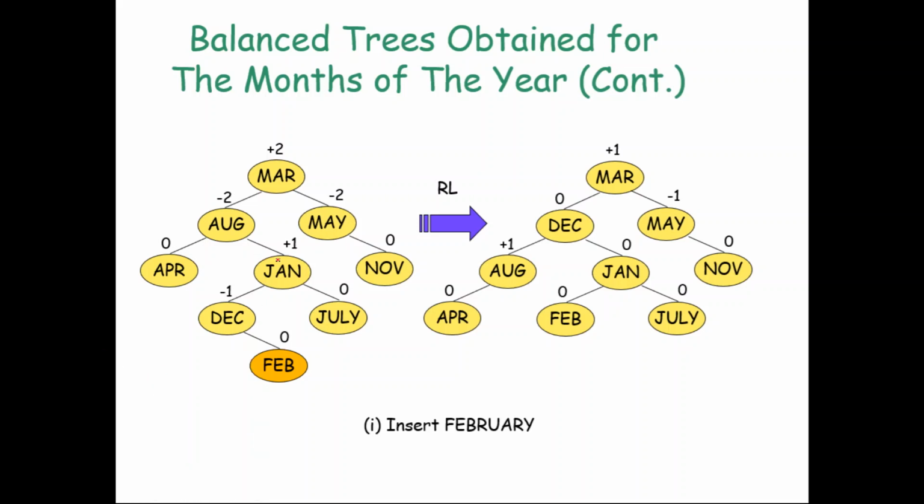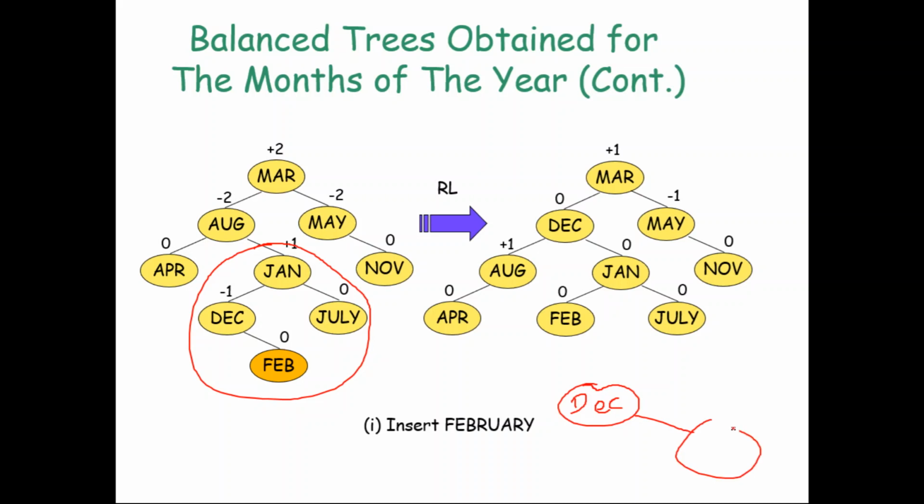So in January, first you have to perform a right rotation. Okay. So when you perform a right rotation, what will happen? If you perform a right rotation of just this subtree, December will come as the root of this particular subtree. Okay. And Jan will go as the right of that. And July is already the right of Jan. Okay. This part is fine.